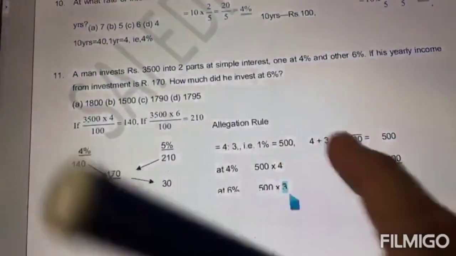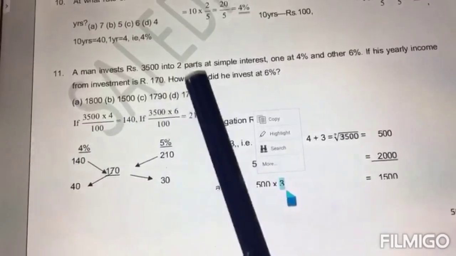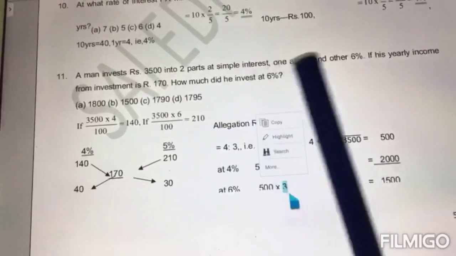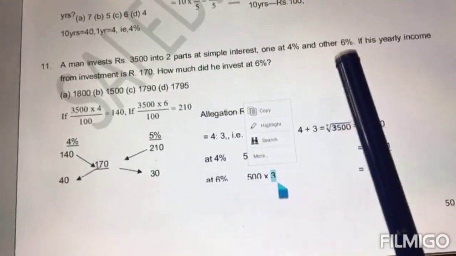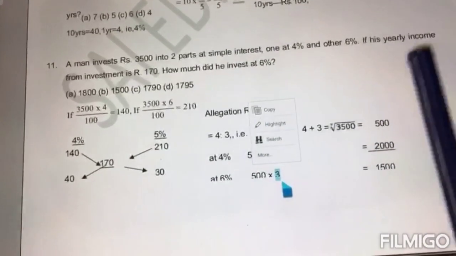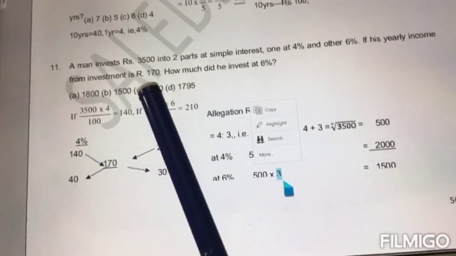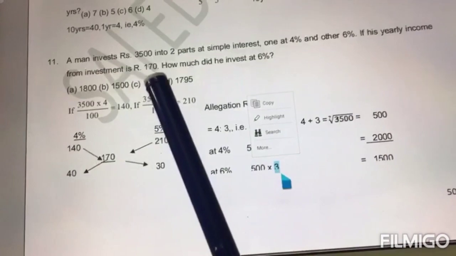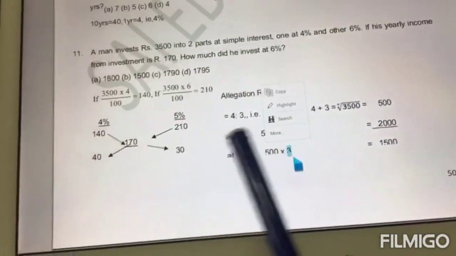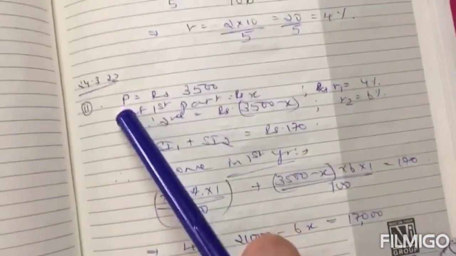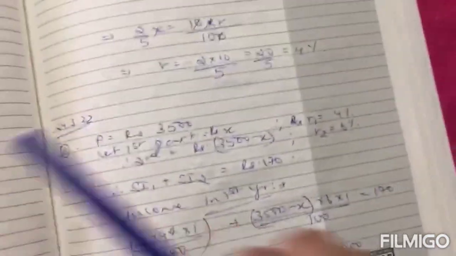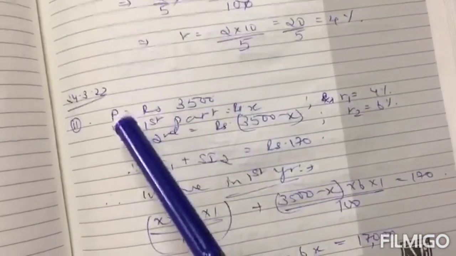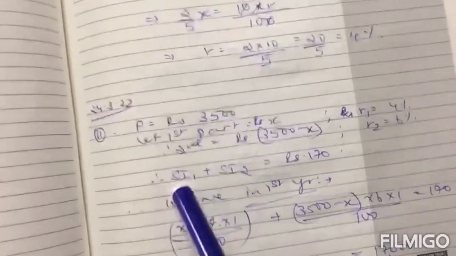A man invests rupees 3,500 in two parts at simple interest, one at 4% and the other at 6%. If his yearly income from investment is rupees 170, how much did he invest at 6%? So they have explained it here. Let me do it in my own way. So the principal, as they have said, is rupees 3,500. How do we know it's the principal? Because it's the amount invested.